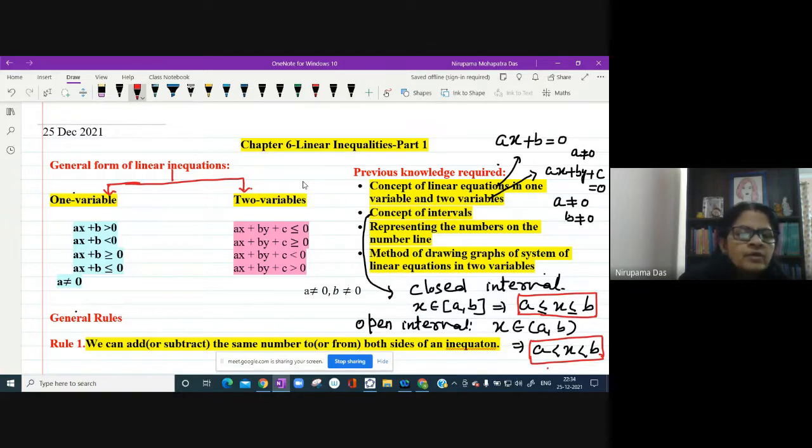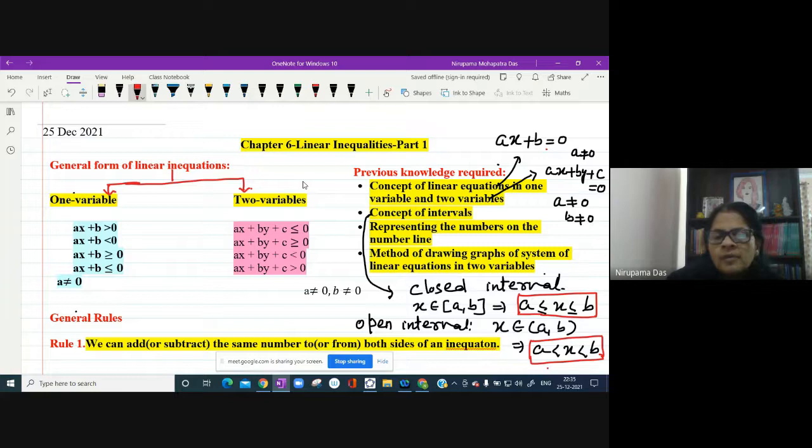Here, whenever we talk about inequation, the equality sign is replaced by an inequality sign. It may be ax plus b greater than 0, or ax plus b less than 0, ax plus b greater than equal to 0, or ax plus b less than equal to 0. All these forms, in fact, we can say are the general form of linear inequation in one variable. So that will be our today's focus.